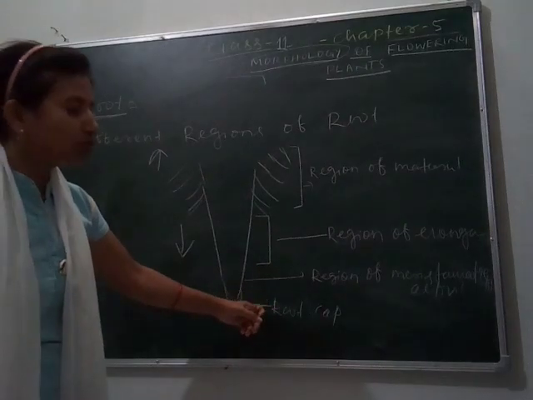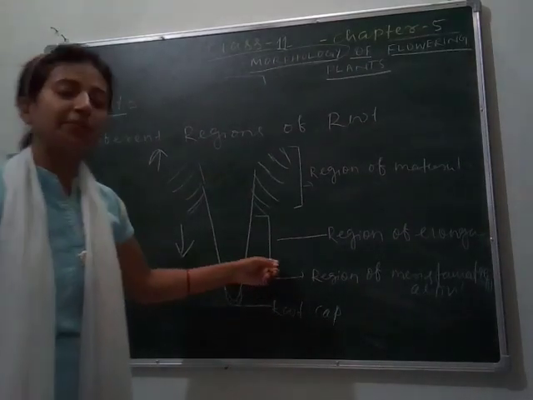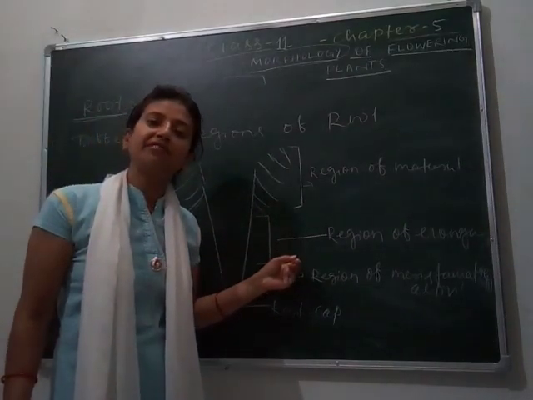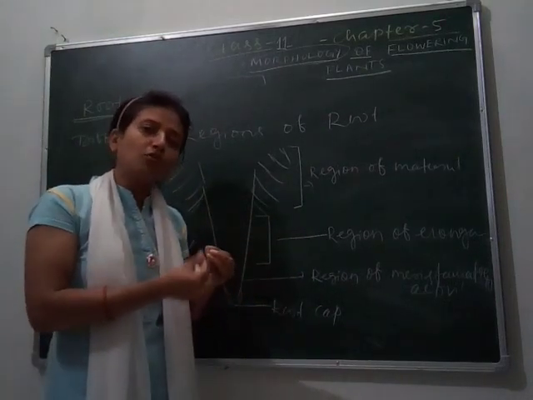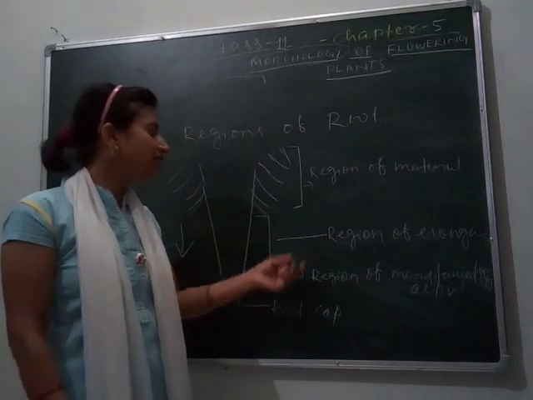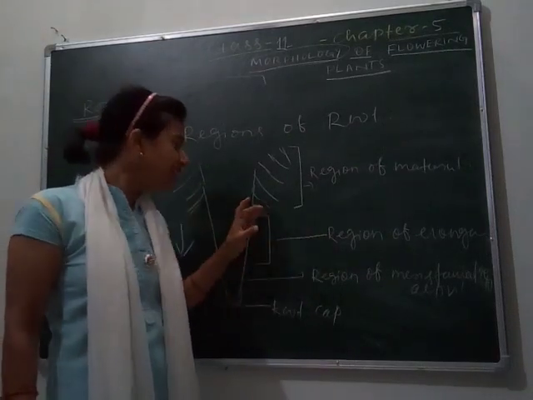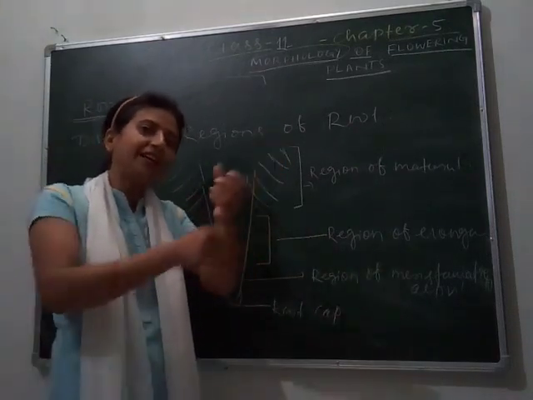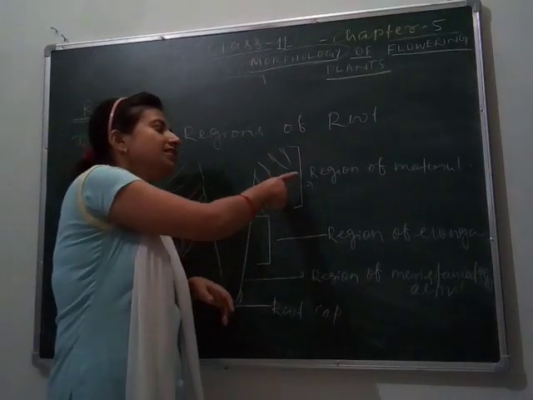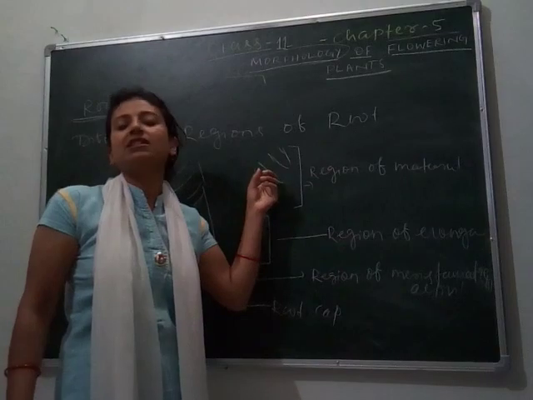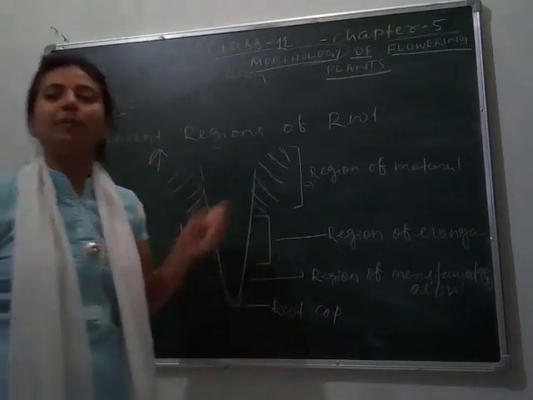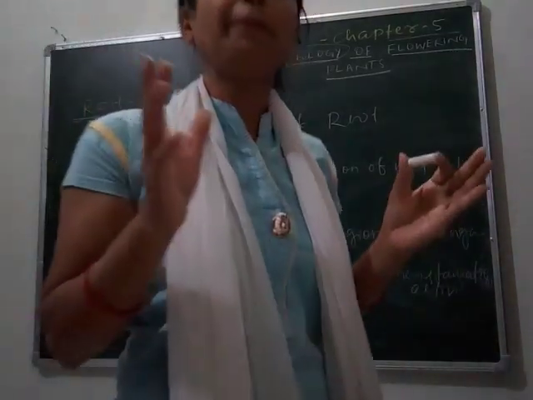So first part is your root cap, second is your region of meristematic activity, which means where cell division continuously occurs, due to which the root grows in a downward direction. Next, the region of elongation. In this region the root gets elongated, meaning it gets long. And the region of maturation is the mature region from where root hairs arise. So they are the different parts of the root.